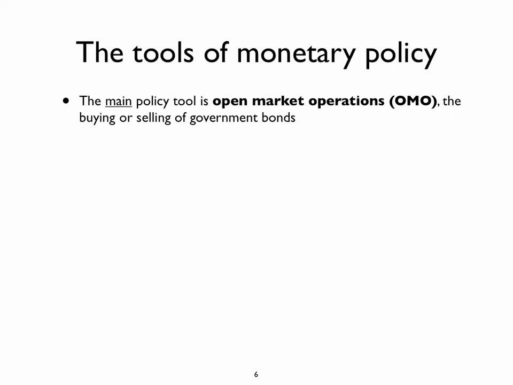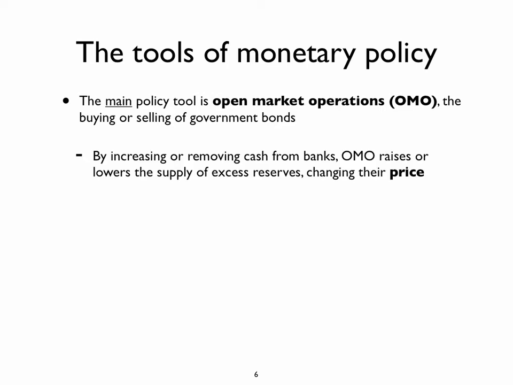Well, it's through open market operations, and what that means is the buying or selling of government bonds. The Fed either buys bonds and absorbs the bonds in exchange for cash, which it injects into the banking system, or it sells bonds and absorbs cash from the banking system. And what that does is lower or raise the supply of excess bank reserves, which changes their price. So we think of this as changing the supply of reserves. A change in the supply in a supply and demand framework can change the price given demand.